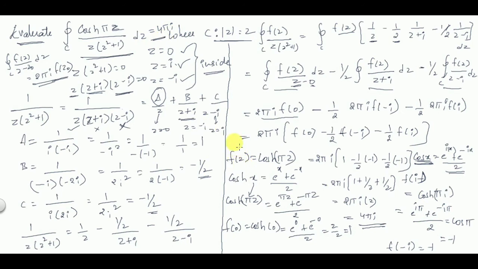This is how we can solve by taking the partial fractions and considering each and every singularity separately. So you get a formula like this. Just substitute in the given function, substitute the values, and you will get the final answer easily.